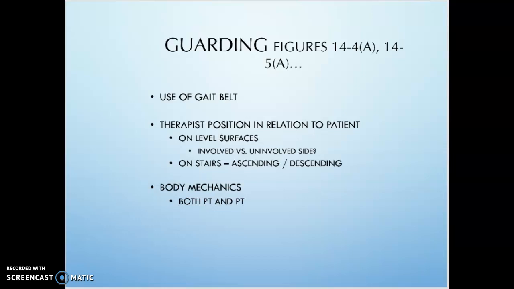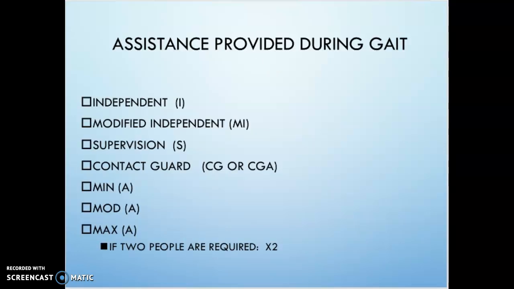And we talked about being slightly behind the patient. Remember the importance of being able to assess your patient visually. So you want to be able to see their face or at least maintain a dialogue with them to be sure that they are tolerating the gait activities appropriately. And we've already talked through the types of assistance for transfers. Same is true with gait.